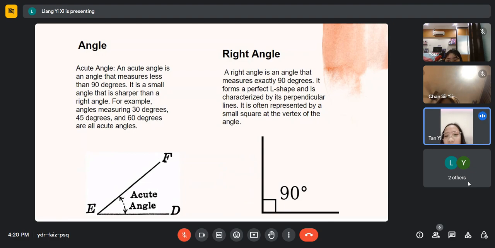Now I'm going to talk about right angles. A right angle is an angle that measures exactly 90 degrees. It forms a perfect L shape and is characterized by its perpendicular lines. It is often represented by a small square at the vertex of the angle.